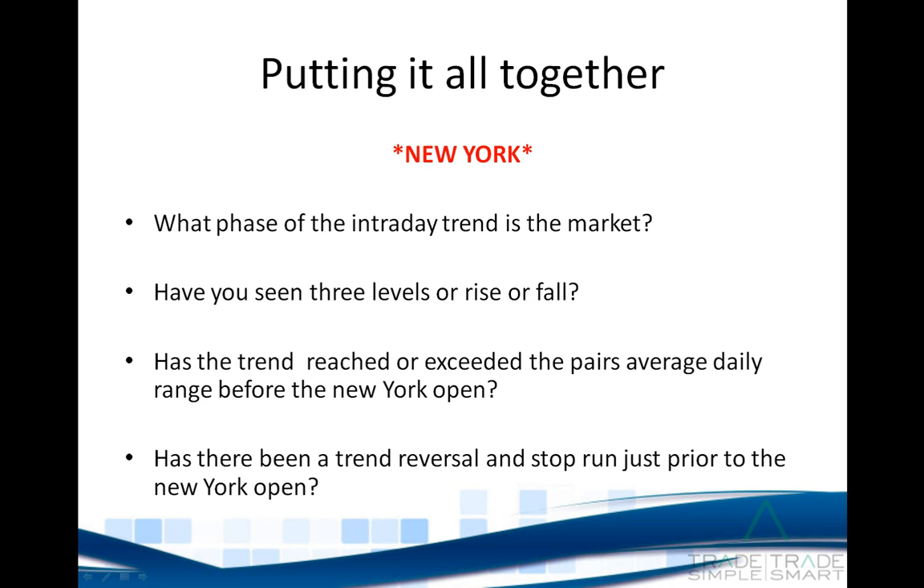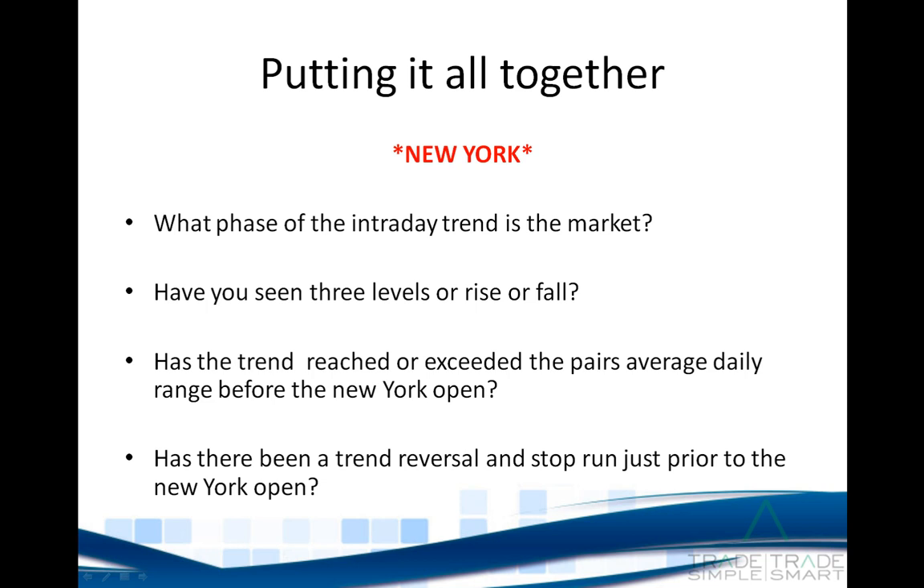The next question we're going to ask is, has the trend reached or exceeded the pair's average daily range before the New York Open? And this is a question we use in combination with the 3 levels of rise or fall, because if we've seen 3 levels of rise or fall and the market has reached or exceeded the pair's average daily range, then again the combination of the two greatly increases the likelihood of the New York reversal.